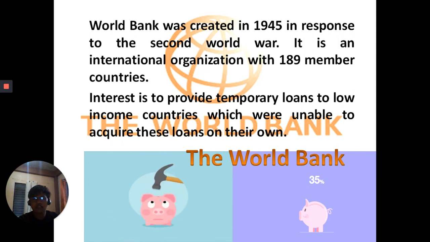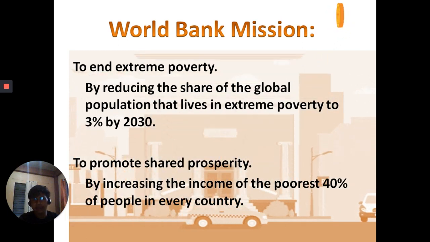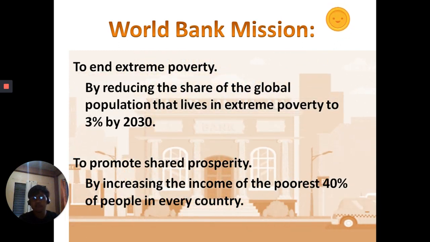Since so many countries were shattered by the World War, the organization was established to help in the reconstruction and development of the affected countries and, of course, to reduce global poverty. In short, the World Bank provides temporary loans to low-income countries, which were otherwise unable to get these loans on their own. Although the World Bank clearly has the word bank in its name, it's not your typical type of bank.